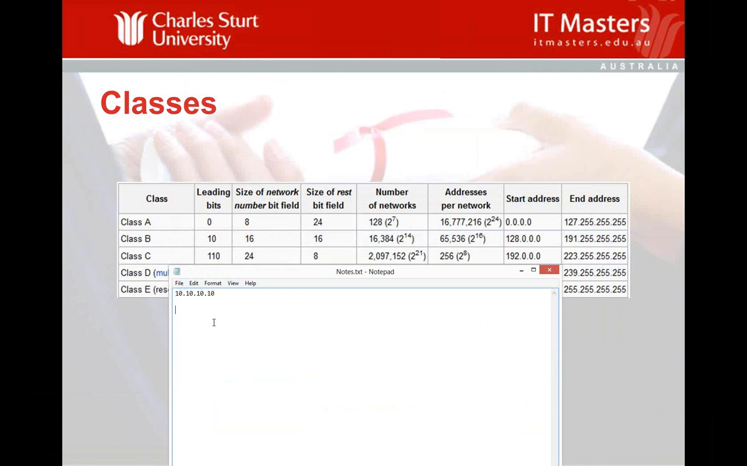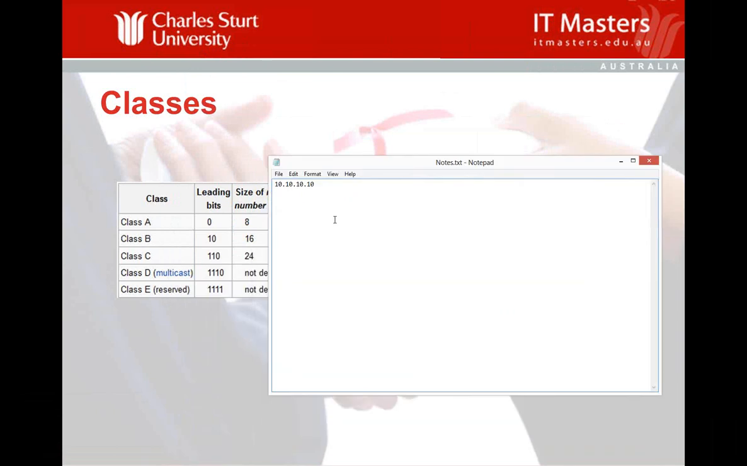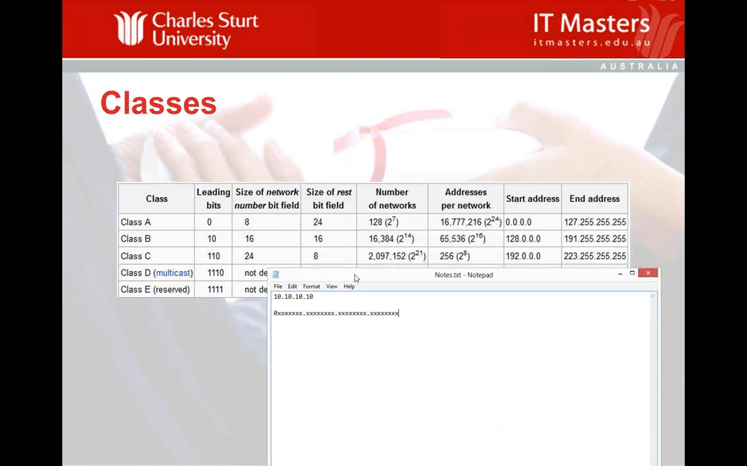Okay, that's that one there. So what they're saying is, for a class A network, the first number in the first octet will always be zero, okay? And then we have 7 X's, which could be 1 or 0, doesn't matter, and the next three octets, 8 each. So that's what that column's basically saying. We'll have one bit that's a zero, everything else with X's.